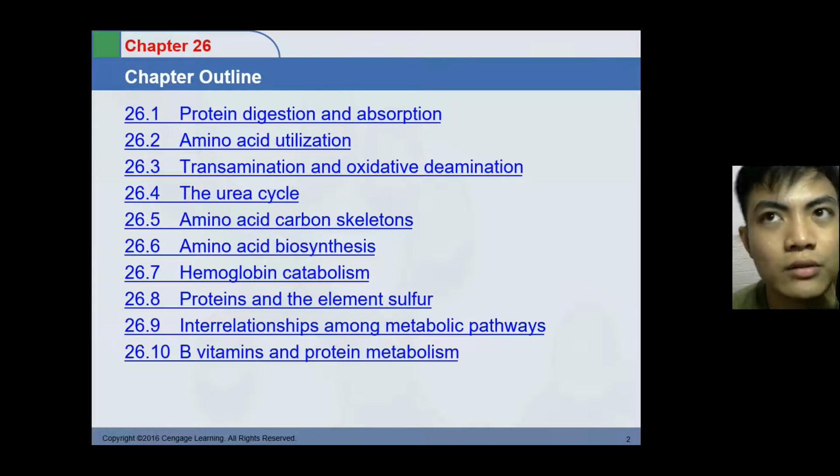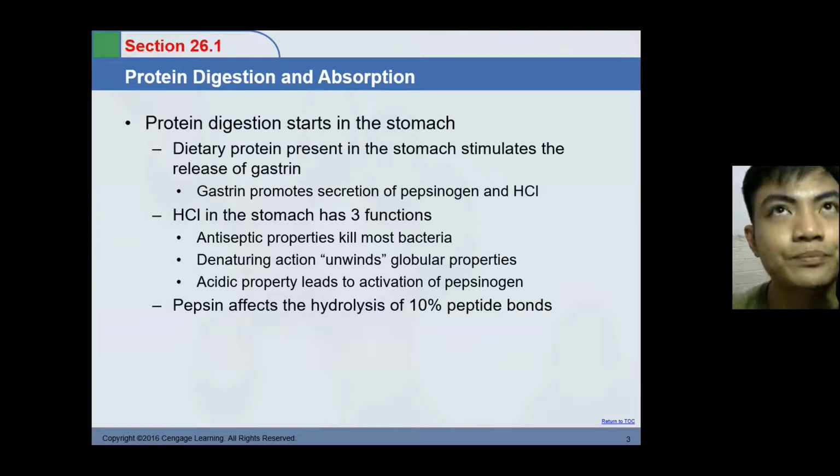And then, we'll also take a look into proteins and elements or molecules that contain sulfur, paano tayo nakagawa ng proteins from them, and paano tayo nakakuha ng energy from them. And of course, most importantly, the interrelationship of all metabolic pathways that we discussed. So, let's begin first with the protein digestion.